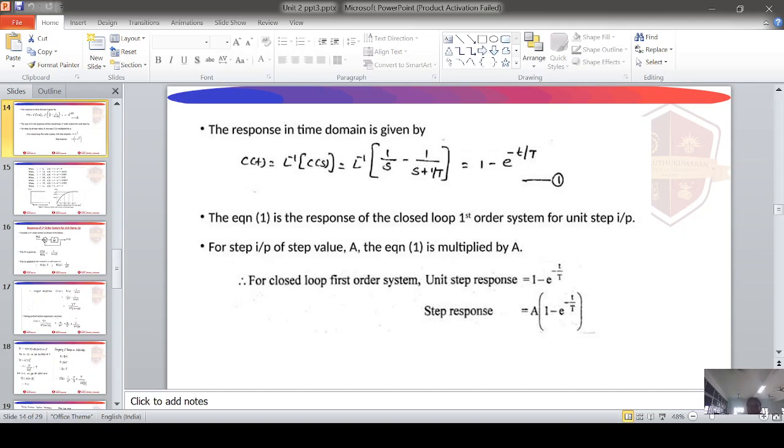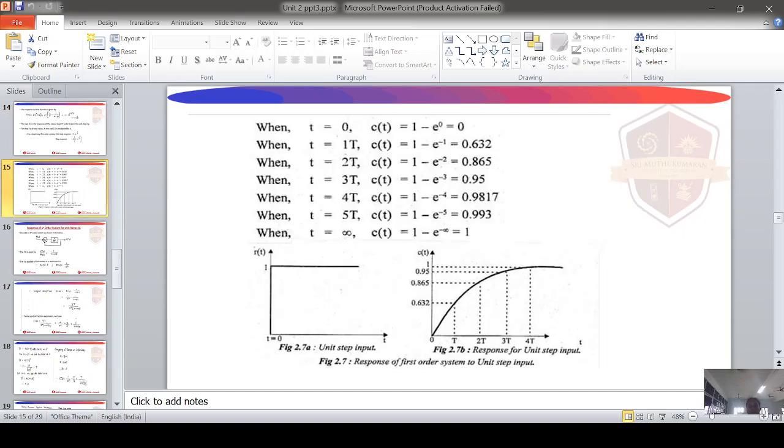So for a closed loop first order system, the unit step response is equal to 1 minus e power minus t divided by T. For a step response, it is A into 1 minus e power minus t divided by T. We then draw the graph for t varying from 0 to infinity, to get c of t, the time response of the system.